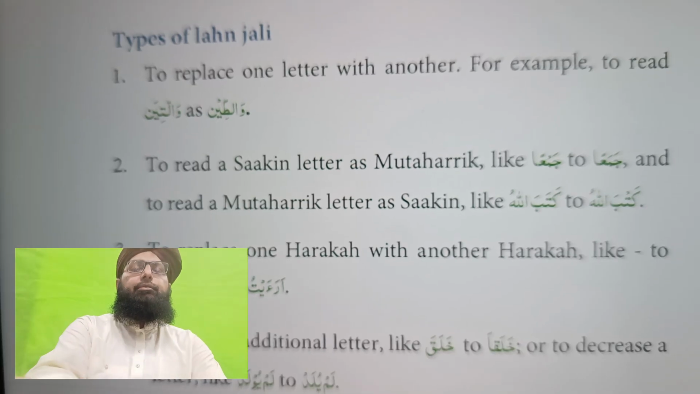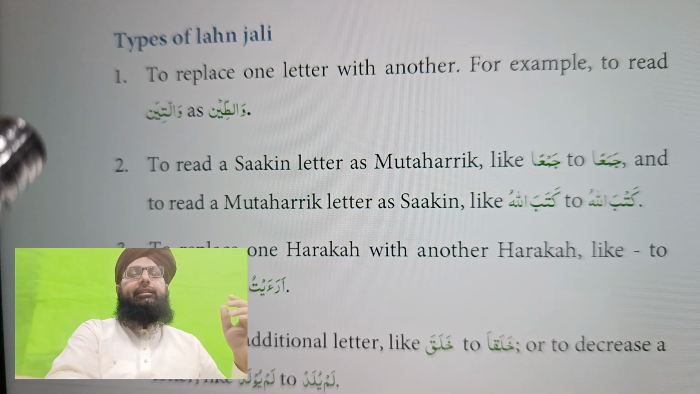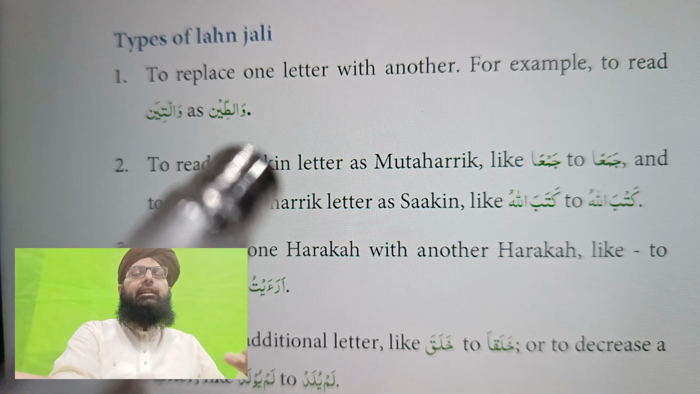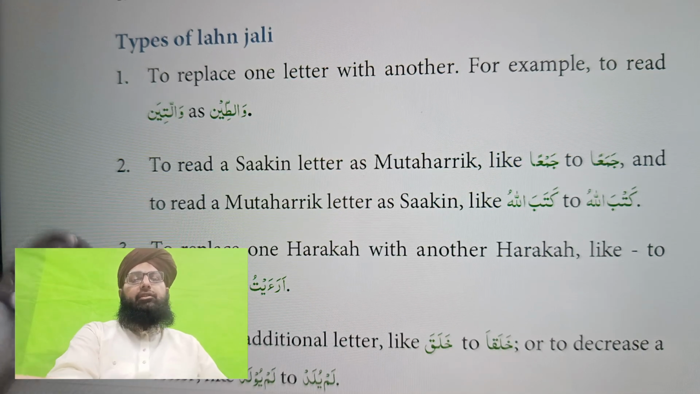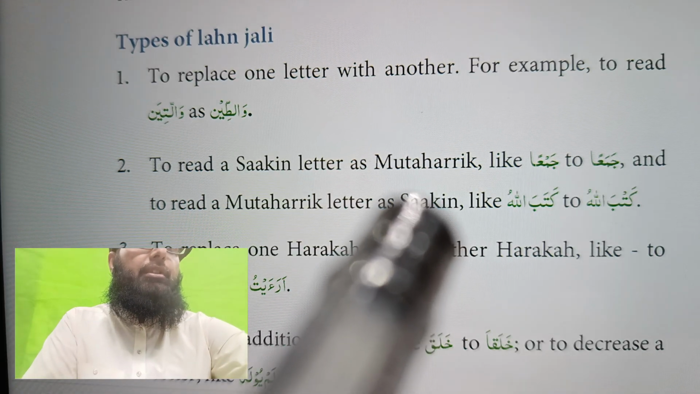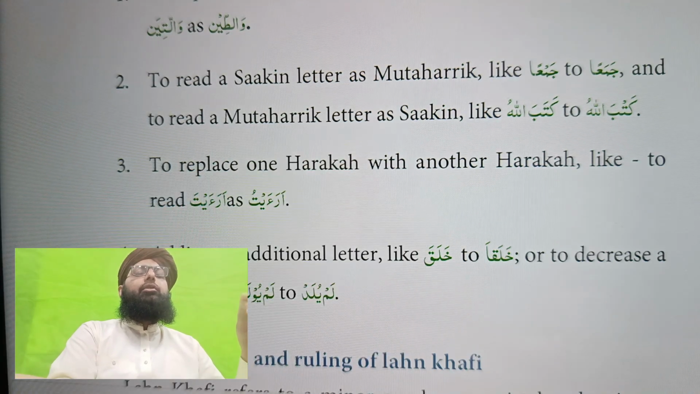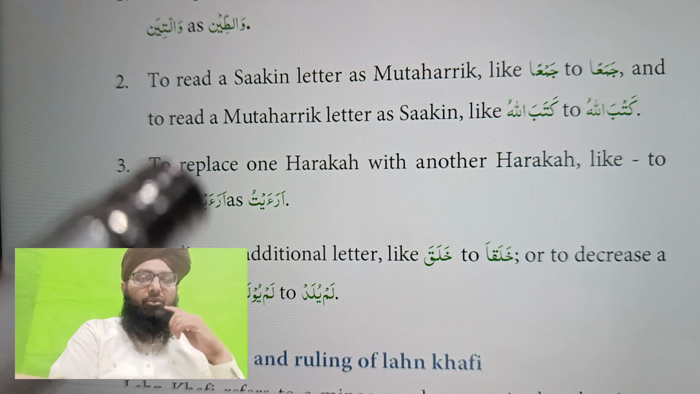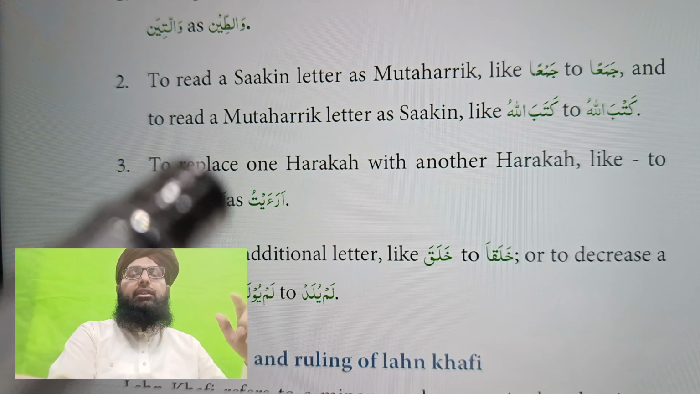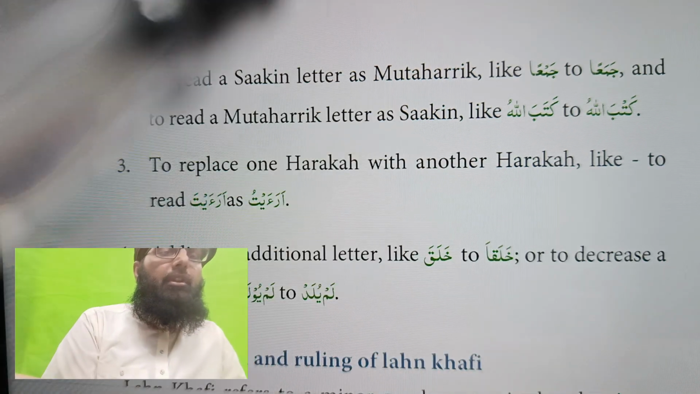Look at the first one. Replace one letter with another. For example, to read at-teen instead of wat-teen. You read at-teen and you should read wat-teen. This is a mistake. Second, to read a mutaharrik letter as sakin. For example, jama'a: the real word is jama'a and you say jam'a. To read a mutaharrik letter as sakin, like Kataballahu, and you read kataballah.